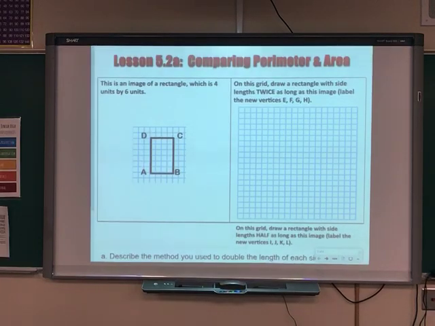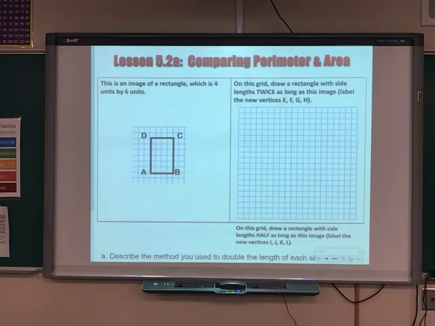Hi everybody. Today we're going to talk about how scaling affects perimeter as well as area, and what happens when we start looking at them and comparing. We're going to start out first of all with a rectangle. We're going to then progress to a triangle and look at some of the things that happen. We're going to start out pretty easy.